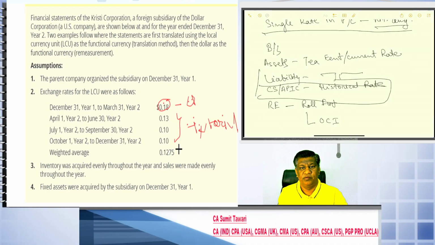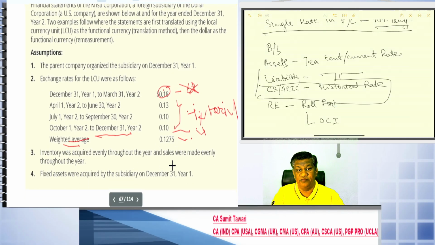Historical. Okay. And this is your weighted average. So it is given actually. Okay, so closing you can consider 0.18 because this is applicable. Sorry, not this one. 0.10 is the historical in year 2. It is applicable as on 31st December. So this is basically the closing. Not this one. This is opening actually. Okay. Historical you need to calculate one by one with the help of this rate, and the weighted average is 0.1275. It is given. Now we go one by one.